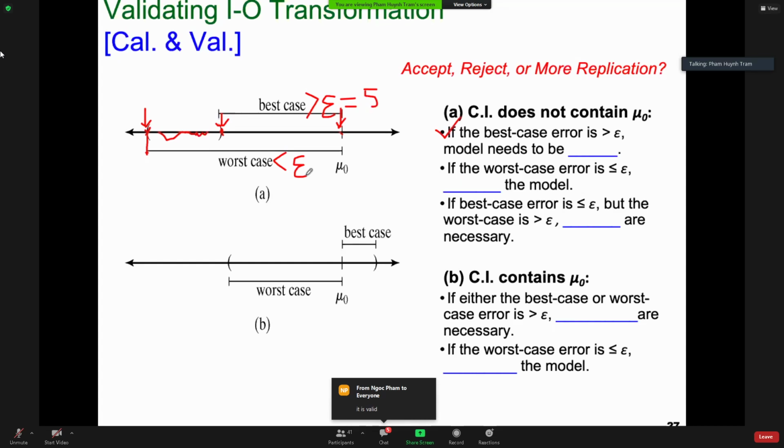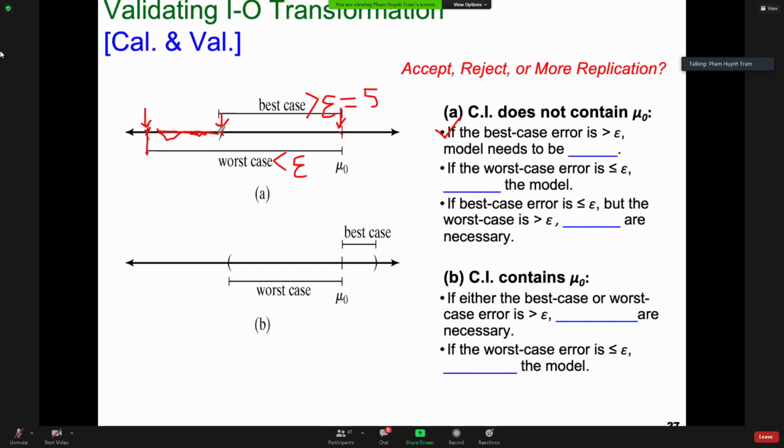All right, it's valid, okay. The worst case error is the largest possible difference between our simulation and the real system, but it's still smaller than epsilon. It means the other values are also smaller than epsilon, right? From here to here is smaller than epsilon, so the other values in the confidence interval should be smaller than epsilon. So the difference is always within 5 minutes, and so we will accept the model. Our model is considered valid.